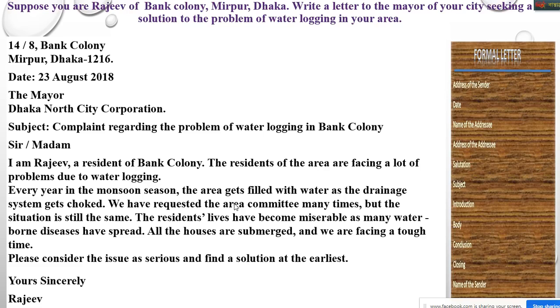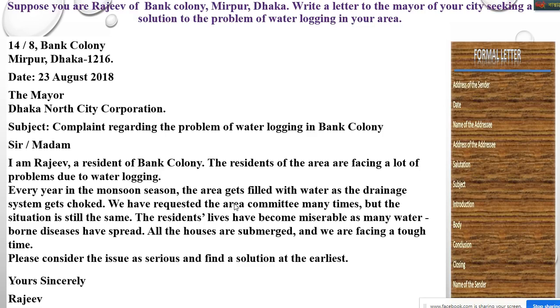But in British style, the address is given at the top right of the page. Then the date, and then they start the addressing. You see, the name of the addressee is from the left. But this is the easiest way of writing a formal letter, so you can follow this style. Right, so let's see what happens here.